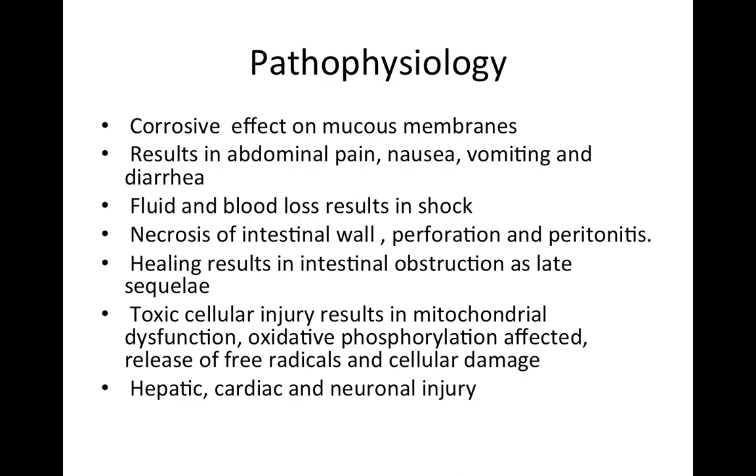Coming to the cellular effects of iron, it is rapidly taken into the cell. When there is unbound iron in the plasma, in the ferrous form, it does not require any channels. It can cross the cell membrane and damage the mitochondria. There is metabolic disturbance resulting in uncoupling of oxidative phosphorylation, thereby resulting in the release of free radicals and tissue injury. This can occur in the liver, the heart, or in the nerve cells.